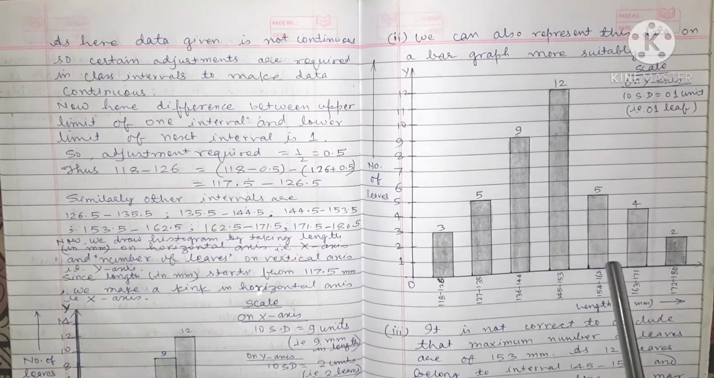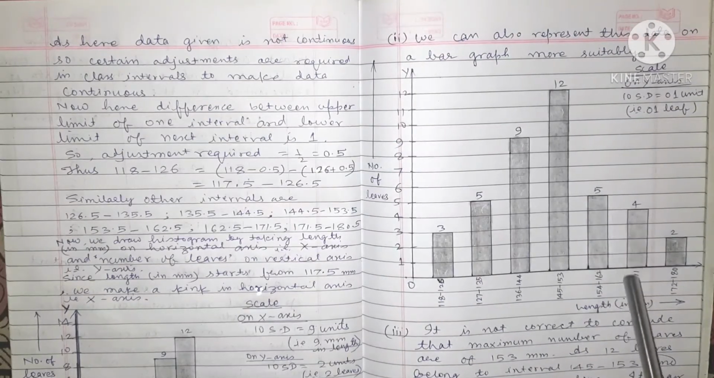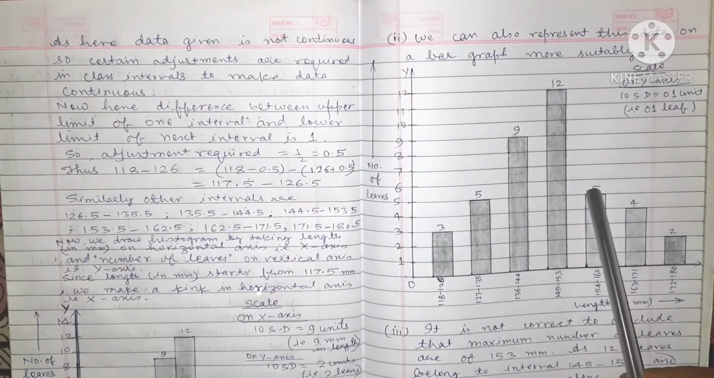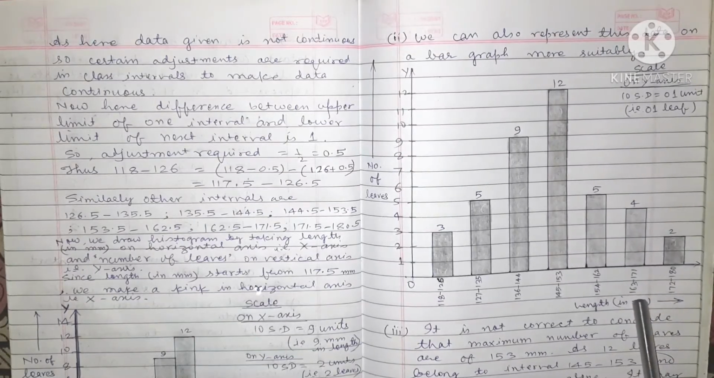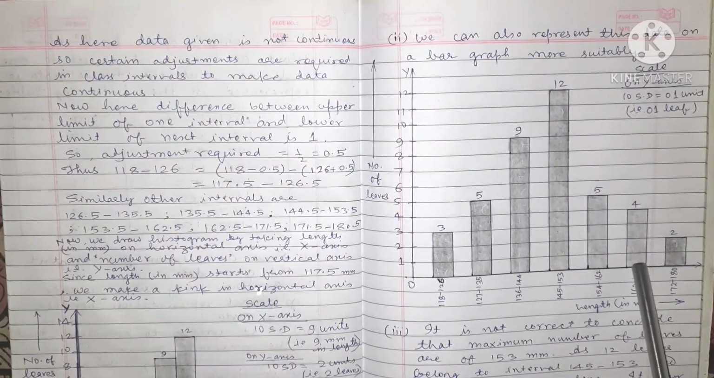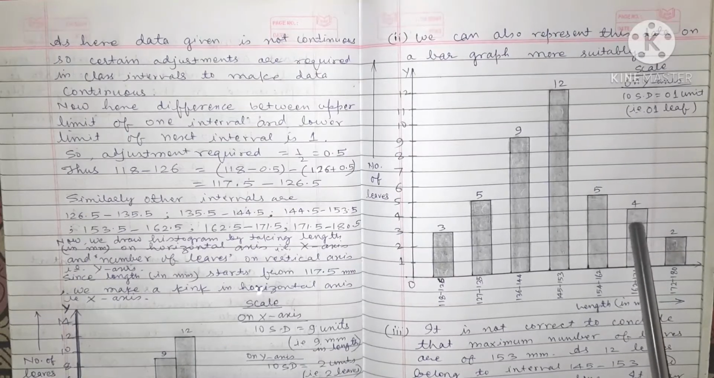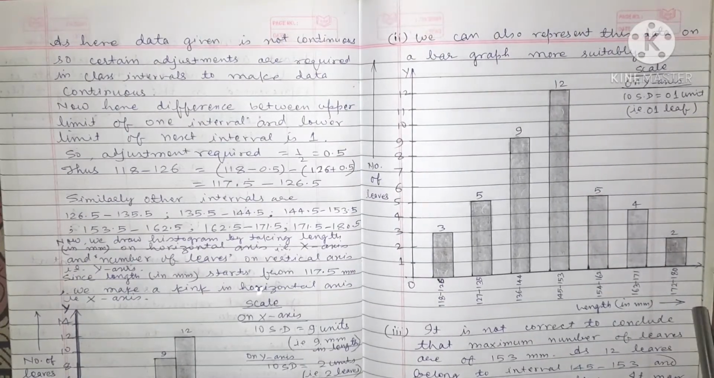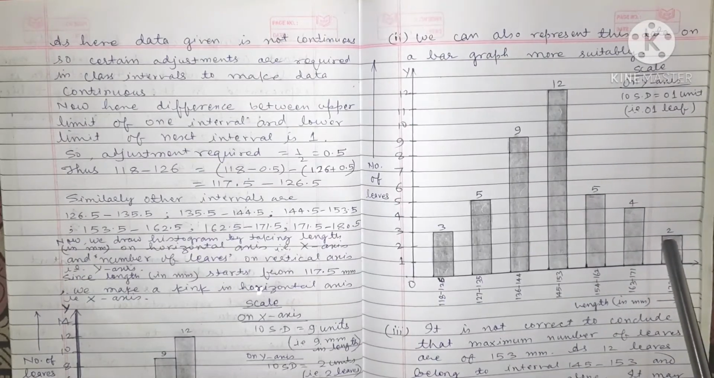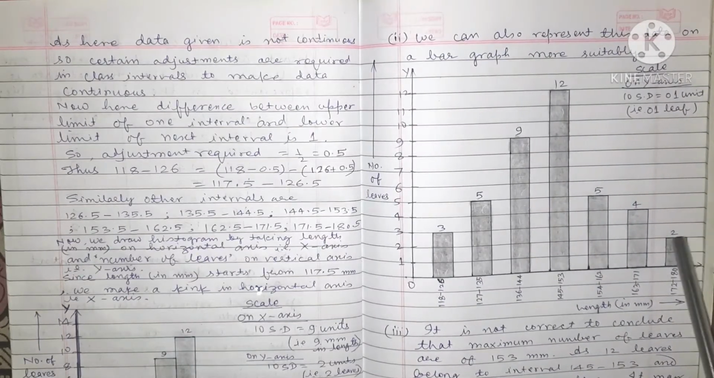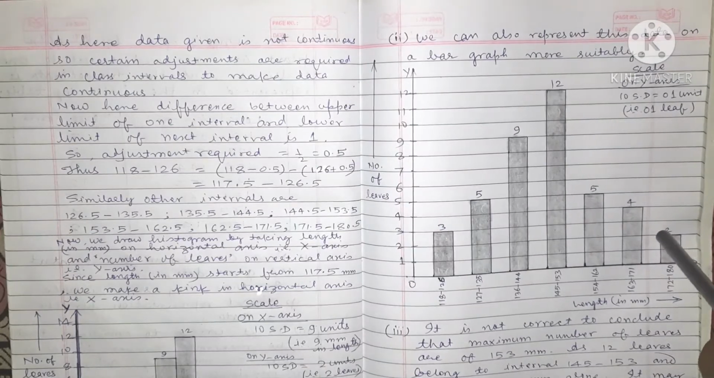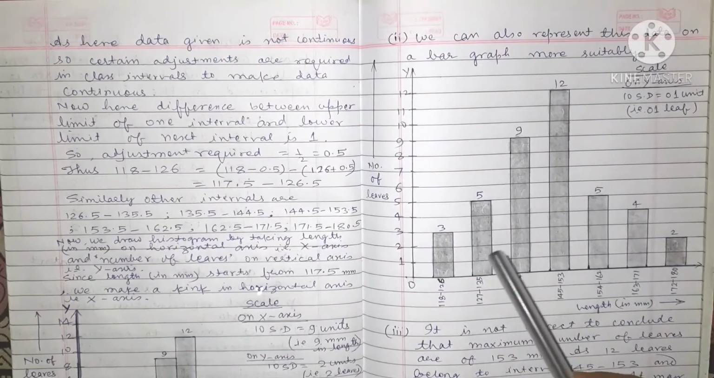154 to 162, number of leaves 5, so the height of this rectangle is up to 5. 163 to 171, number of leaves 4, so the height of this rectangle is up to 4. 172 to 180, number of leaves 2, so the height of this rectangle is 2. This is the bar graph.